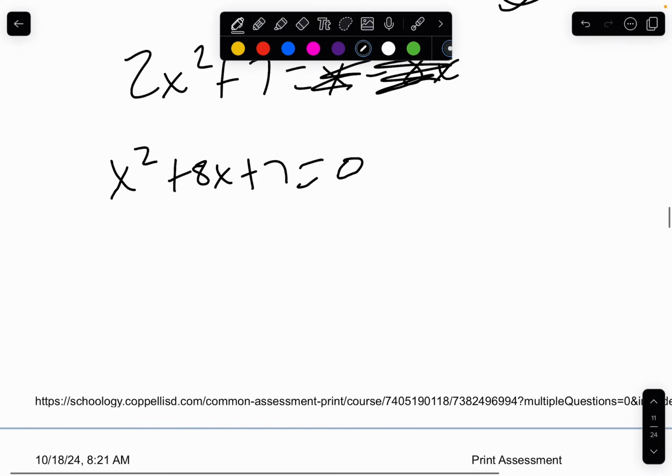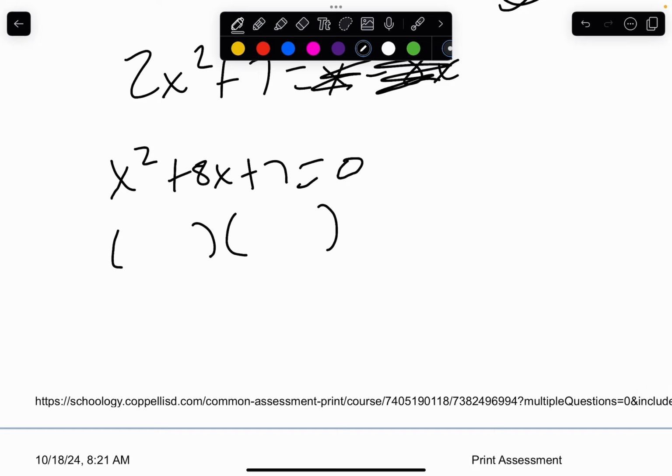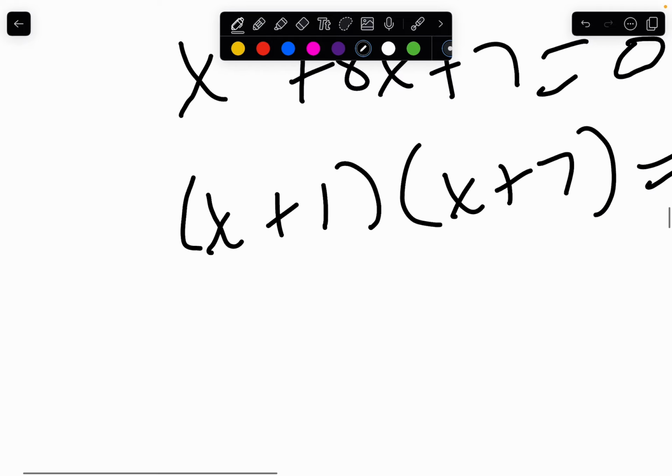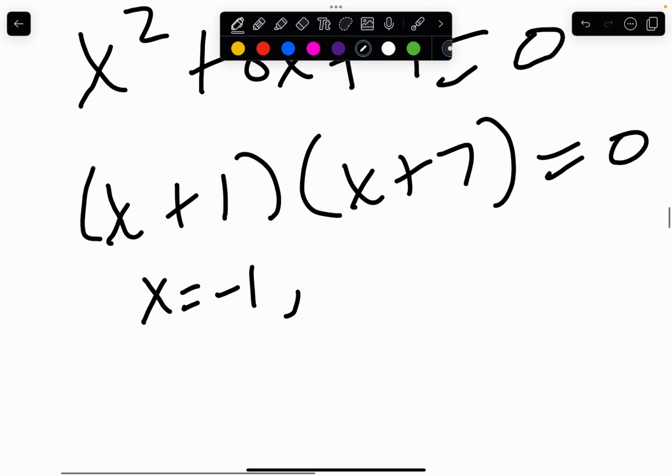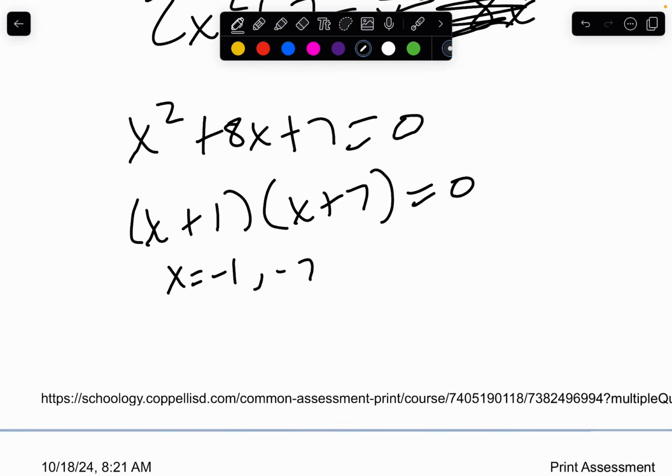What factors of 7? It's a plus again, so what factors of 7 add up to 8? Well, there's only one option, 7 and 1. Well, what do I have to do with 7 and 1 to get plus 8? I would need to do plus 7 plus 1. What would make that 0? X plus 1 equals 0. How would you solve that? You would have to plug in -1. What would make this one equal to 0? X plus 7 equals 0. You would have to plug in a -7.